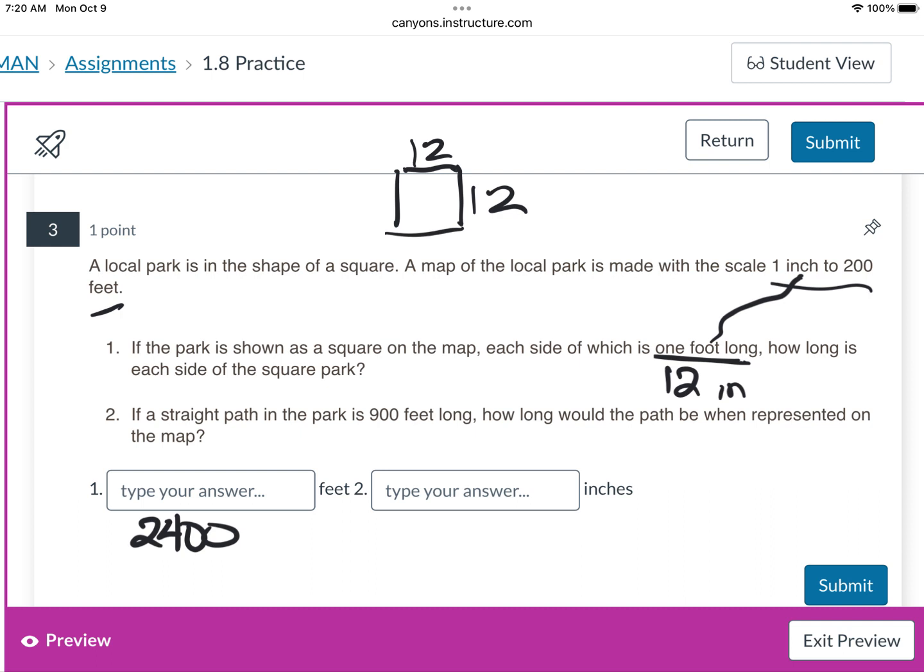Okay? Then it says, if a straight path in the park is 900 feet long, how long would the path be in the map? So now in the park, 900 feet, we want to know what that is. So we're going to go 900 feet divided by 200, and we get 4.5 inches on the map.